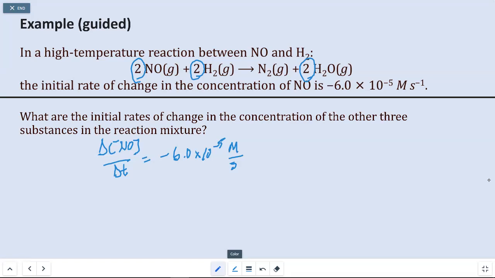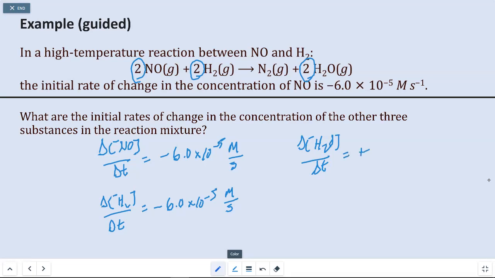Well, I know that for hydrogen, since hydrogen has the same coefficient and is also a reactant, it's going to be the exact same, 6 times 10 to the negative fifth molar per second. And for water, it's going to be the same thing. Only difference is it's a rate of appearance instead of disappearance. So the rate of change for water over time would be equal to a positive 6 times 10 to the negative fifth molar per second.